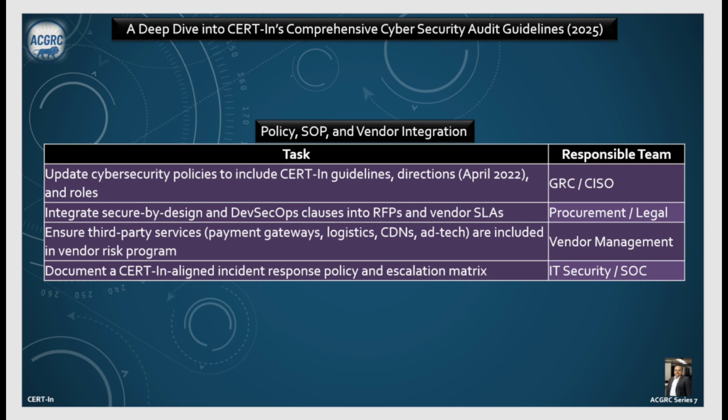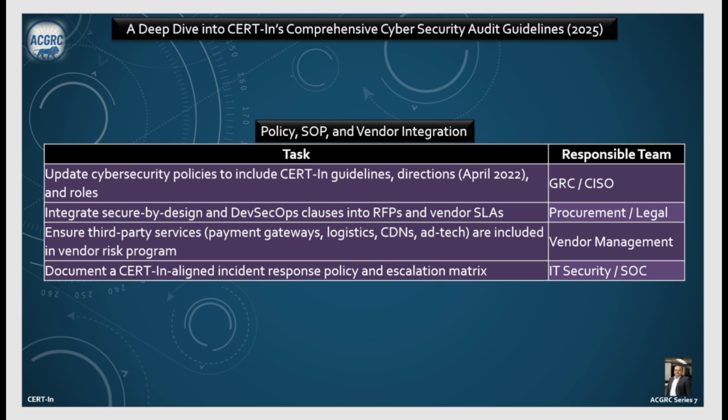Phase 2 is from policy, standard operating procedure and vendor integration perspective. Step 1 of this is to update the cyber security policies to include CERT-In guidelines, directions and roles. Your GRC and the CISO would drive this aspect. Step 2 is to integrate secure by design and DevSecOps clauses into your RFPs and vendor SLAs. This is where your legal team and your procurement team will take the lead.